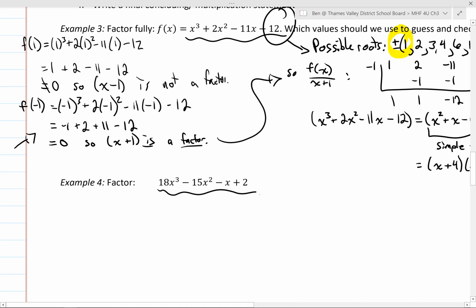How's our time? We're doing okay. We'll try this one together here. We'll just think about it as we work forward.